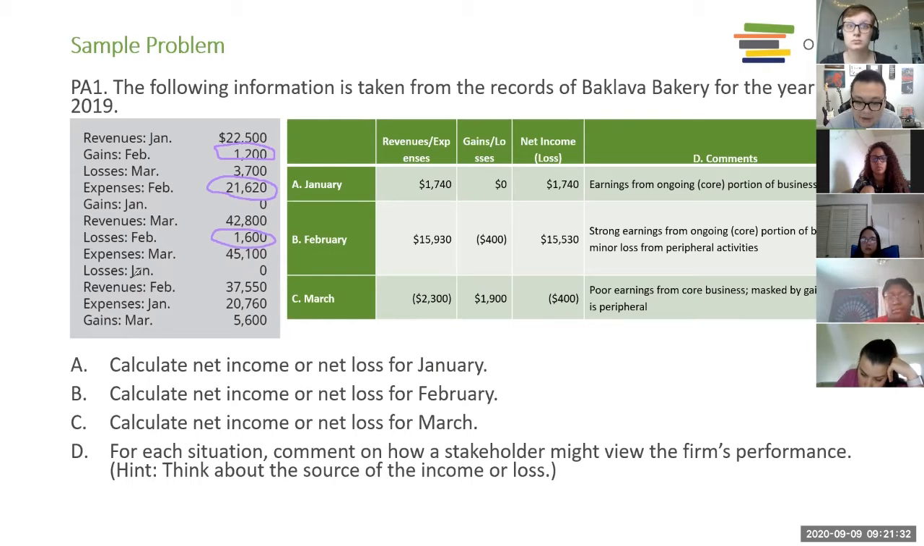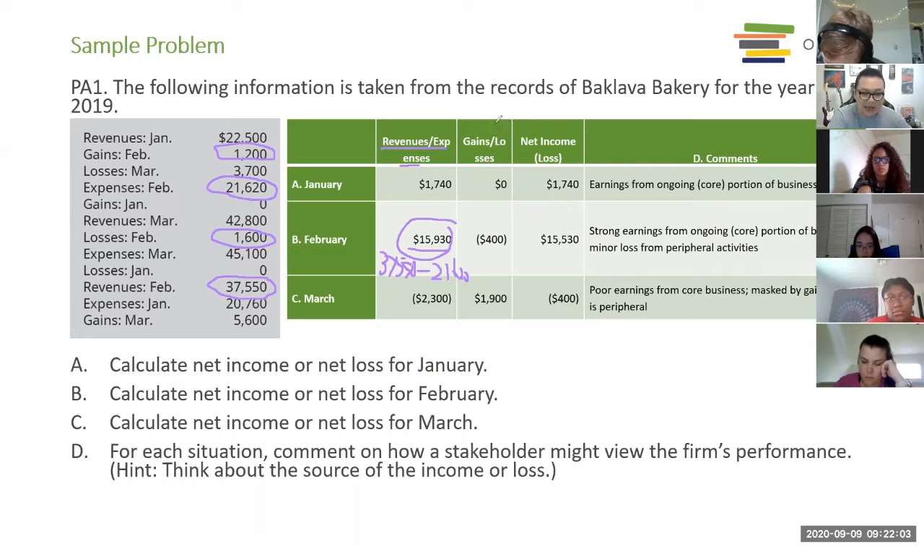Okay, and on the other side, we need to find out the revenue of the February right here. So we have revenue right here. Okay, so how we got this number? This number is the revenue minus the expense. So we're using $37,550 minus the expense, 21,620. So we got this number. So this is the gross revenue when you did not include any gain and loss.